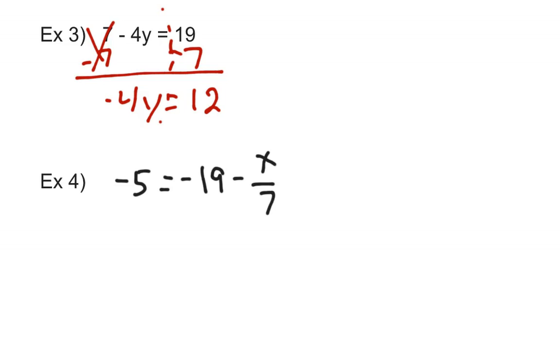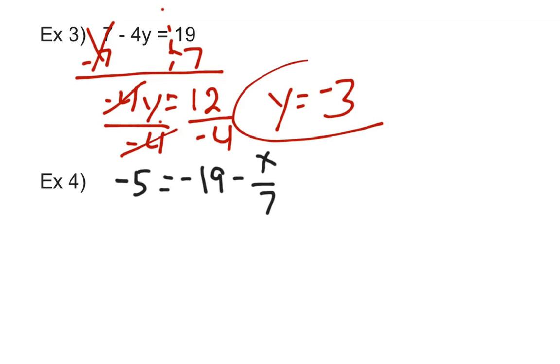And then we're down to a one-step equation. I can get rid of the negative 4 that's being multiplied by y by dividing by negative 4. They cancel each other out. Since I divided by negative 4 on the left, I divide by negative 4 on the right, and we get y equals positive divided by negative, which is a negative 3.